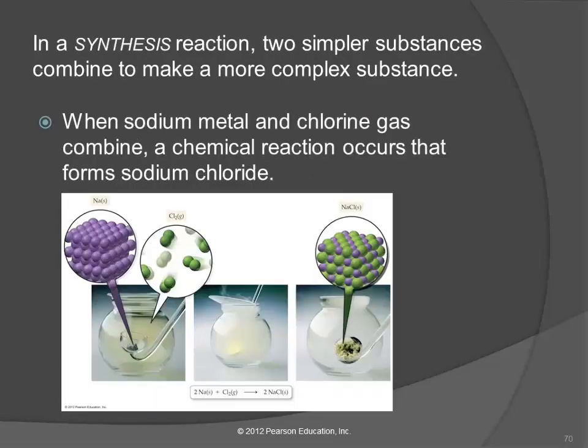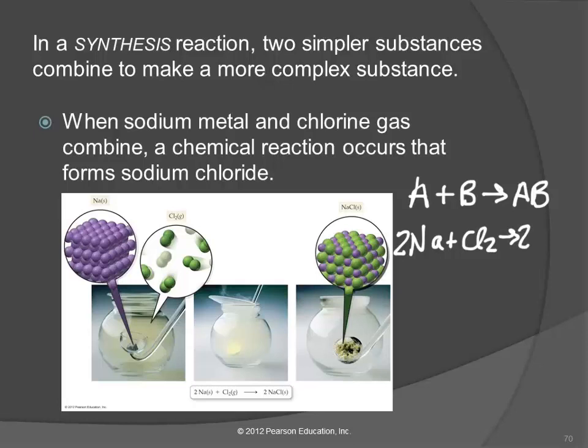There should be the general form written here, and there's not, so let's make it that way. So this is A plus B makes AB. In this example, we've got 2 Na plus Cl2 to give 2 NaCl. So you recognize a combination or a synthesis reaction because it has one product.